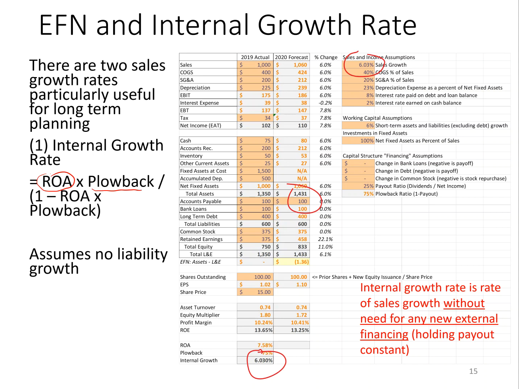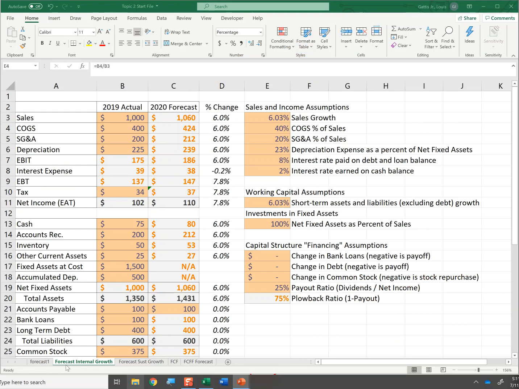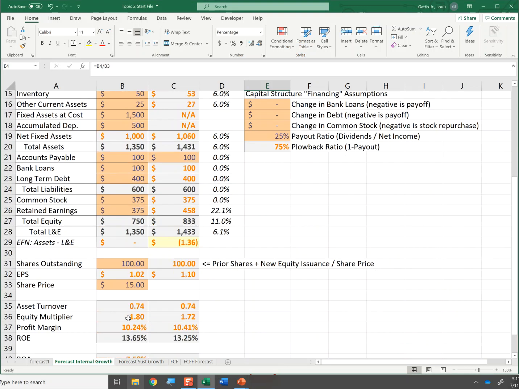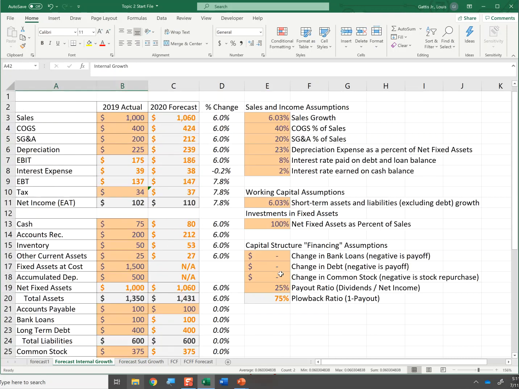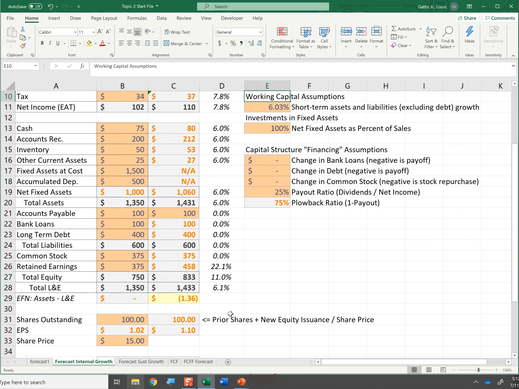Now if we just go to the spreadsheet and go to forecasted internal growth, I have that calculation right here. There's my ROA, net income over total assets. There's my plowback ratio. And if I just do that calculation, I get 6.03% internal growth. Notice what I do here: I plug that 6.03 into sales growth, which then drives short-term asset and liability growth. When I do that, I just about break even on external funds needed. It's not perfect, but really close.